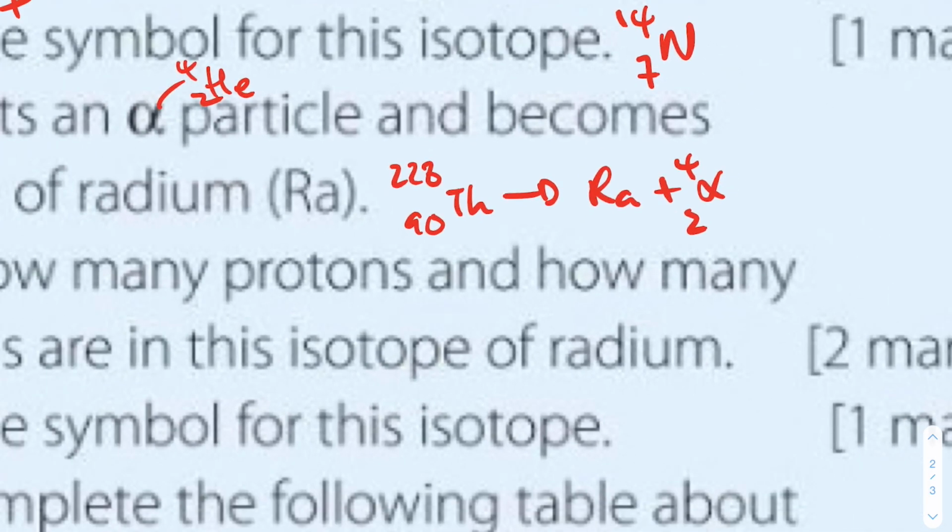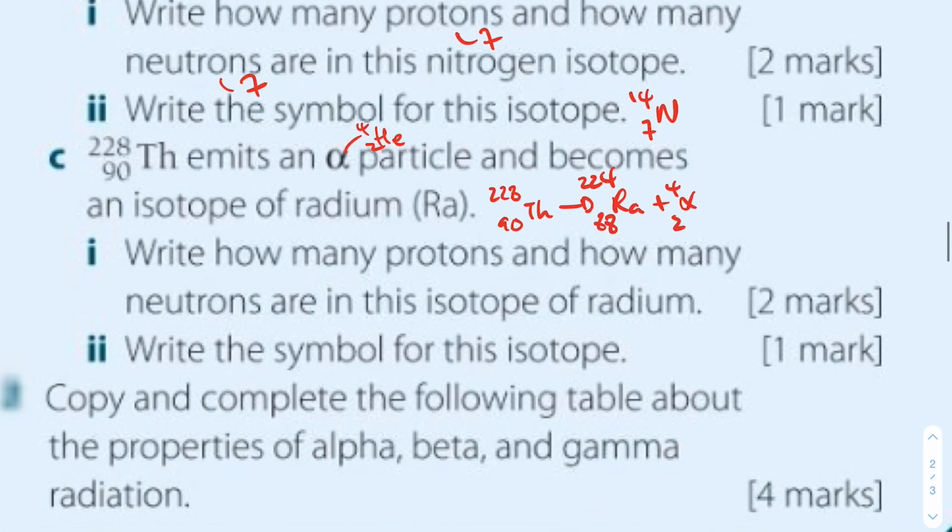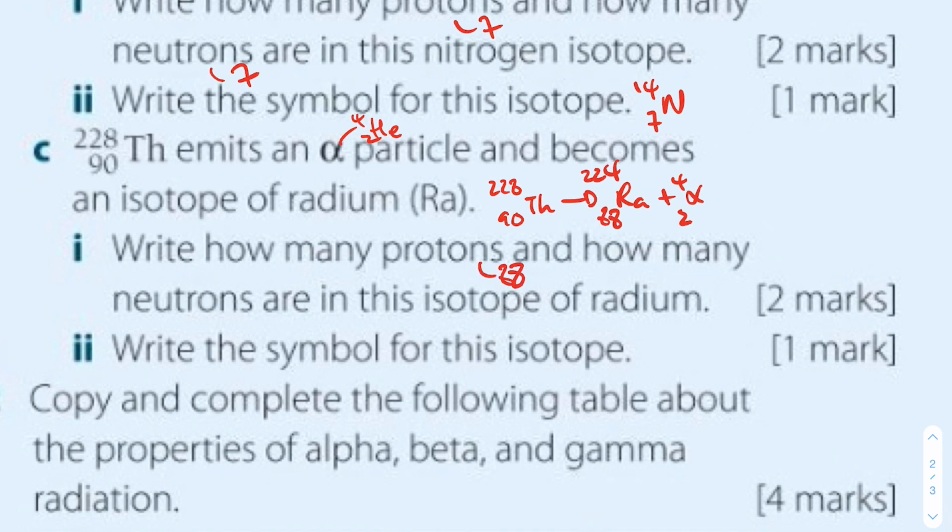So the alpha particle is a helium nucleus, 2 protons and 2 neutrons. It's emitted 2 protons, so the proton number goes down by 2. The mass number, 2 protons and 2 neutrons, goes down by 4 then. And so clearly the number of protons was 88, and the number of neutrons is 224 minus 88. Let's just work that out. 136. Write the symbol for this isotope. Well, we've already done that, but let's write it out again. Radium 224.